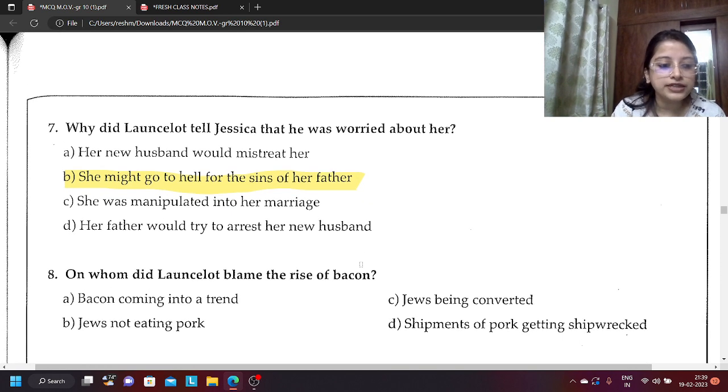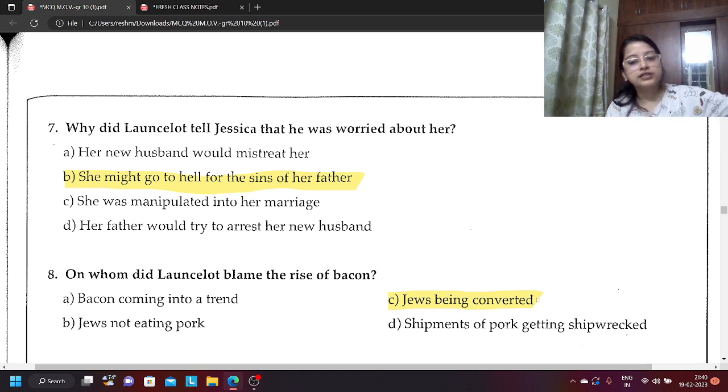Okay. Number 8. On whom did Lancelot blame the rise of bacon? Bacon coming into a trend, never mentioned. Jews not eating pork, that is a normal thing, they don't eat pork. Shipments of pork getting shipwrecked, no. Jews being converted, because when Jews are converted, Christians eat pork. So when Jews are converted to Christians, the demand of pork is rising because now they are Christians, they can eat pork. So now the demand of pork is also rising.